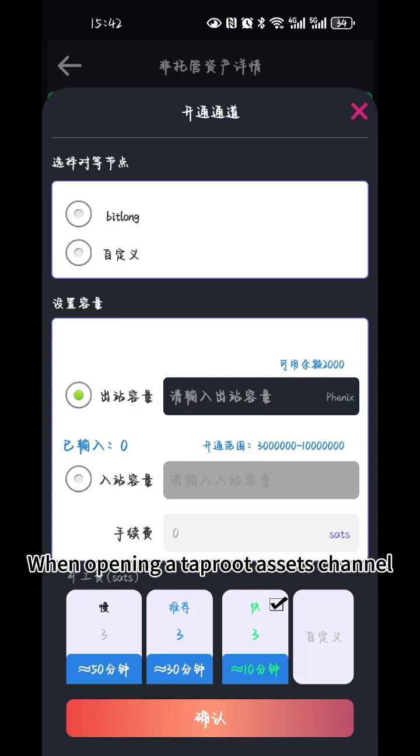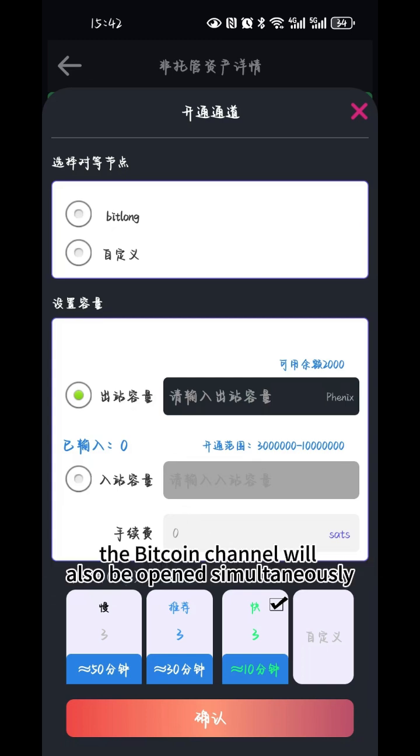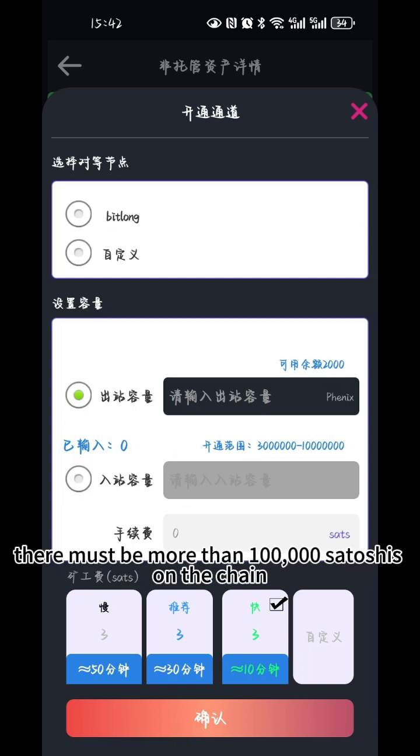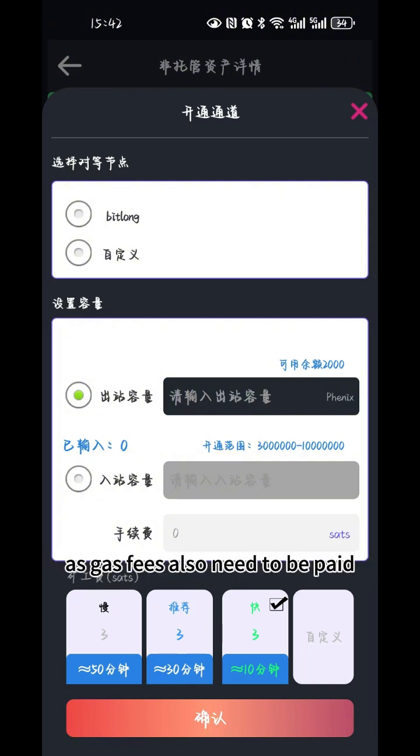When opening a Taproot Assets channel, the Bitcoin channel will also be opened simultaneously. Currently, it is default required to inject 100,000 Satoshis. When the user sets the outbound capacity, there must be more than 100,000 Satoshis on the chain, as gas fees also need to be paid.